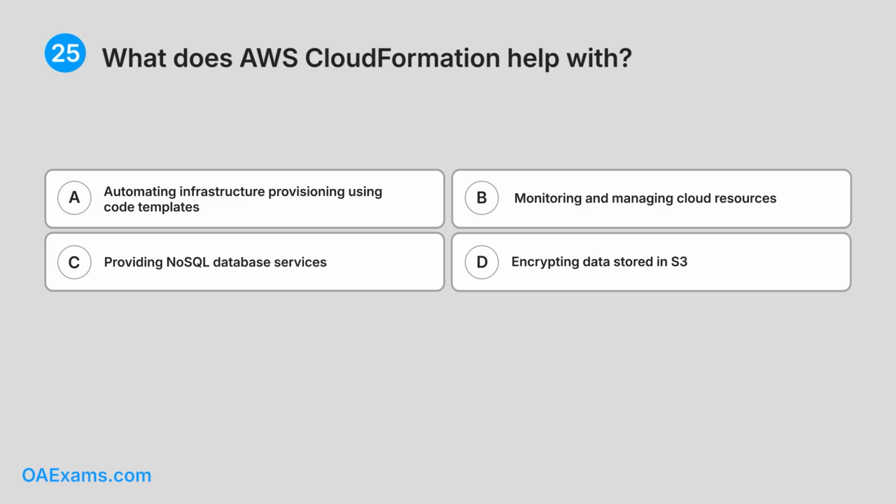25. What does AWS CloudFormation help with? A. Automating infrastructure provisioning, using code templates. B. Monitoring and managing cloud resources. C. Providing NoSQL database services. D. Encrypting data stored in S3. Can you guess the answer?